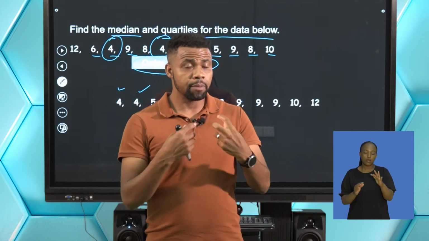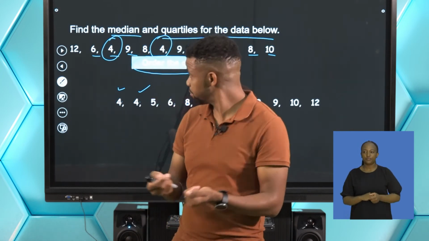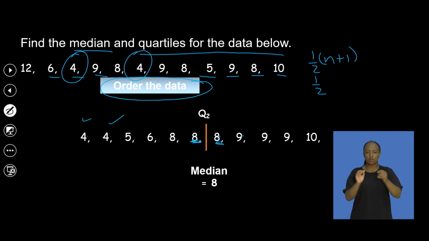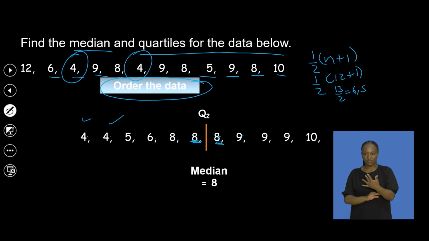The best approach is to find the median first. So the median is between 8 and 8, that position. Can you see that? So the median is there. It's 8 plus 8 divided by 2, which gives us 8. Another way to find the position of the median is half of n plus 1. What is n? The total data set. We have 12, so it's 12 plus 1, which is 13, over 2, which is 6.5. Position 6.5 is the median.